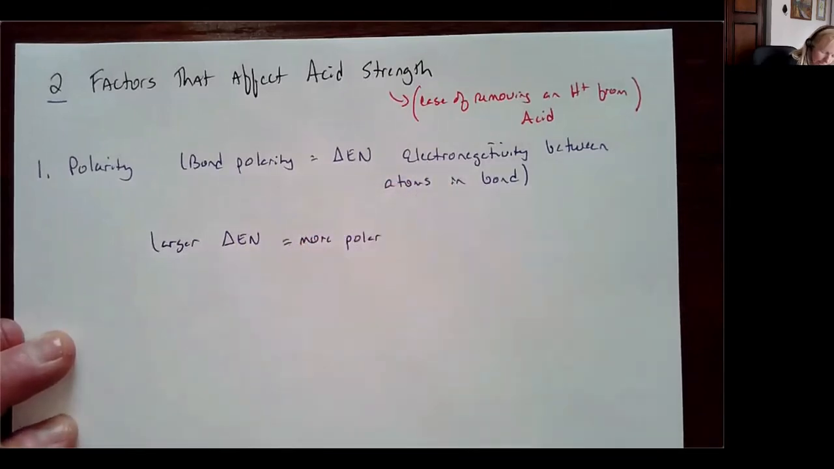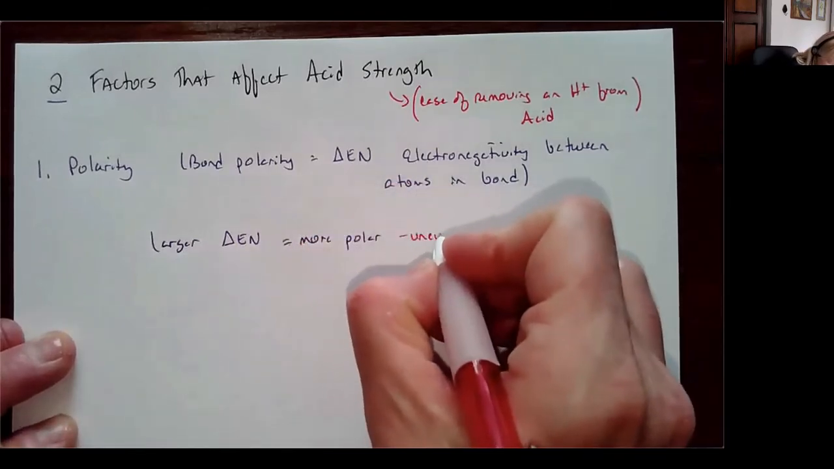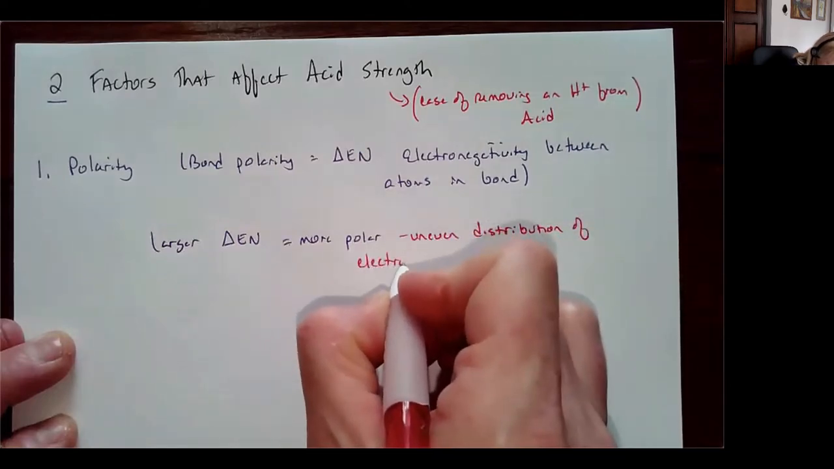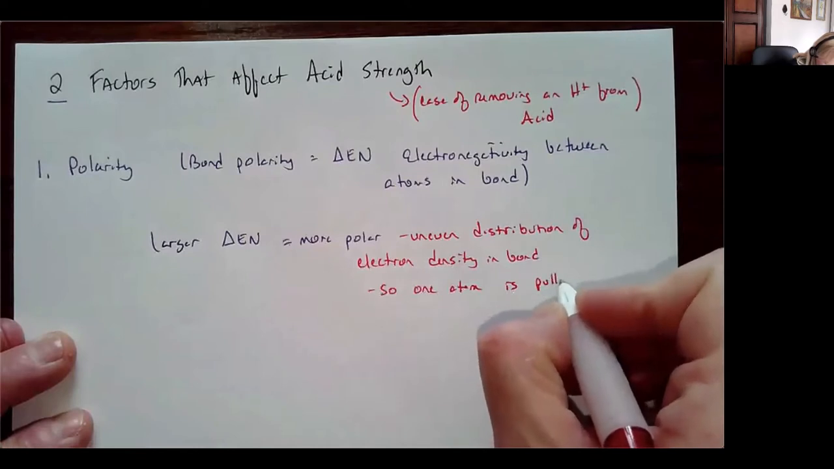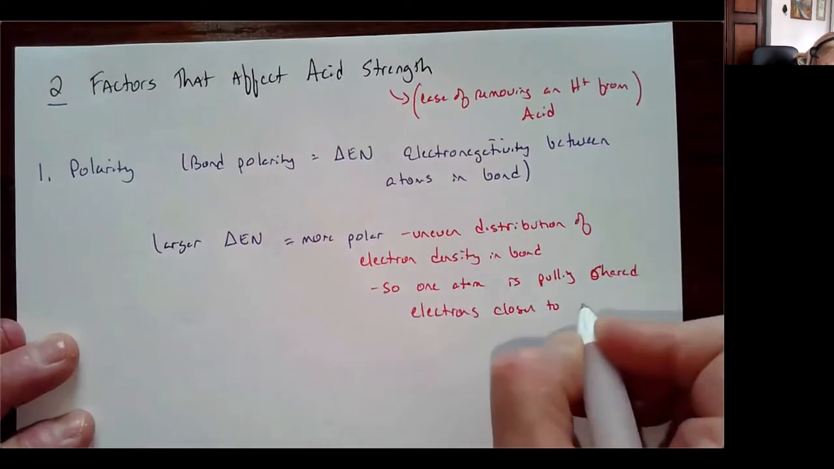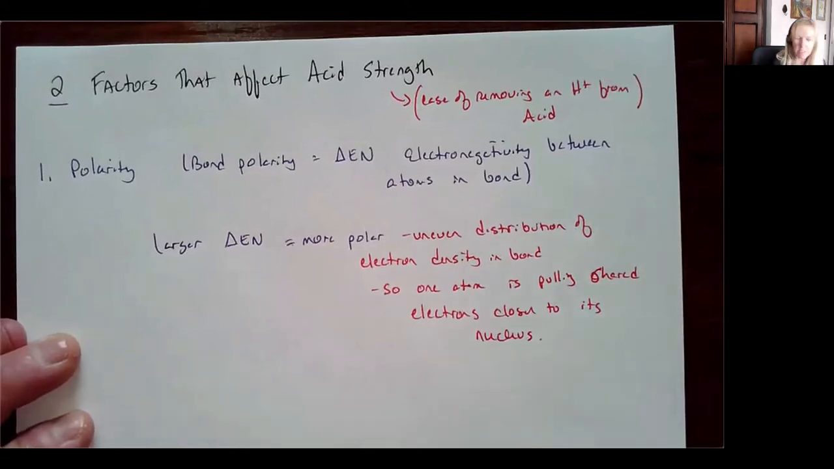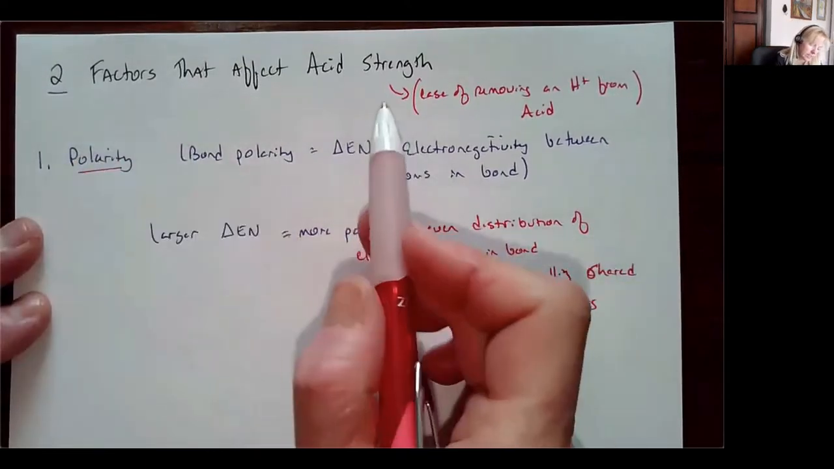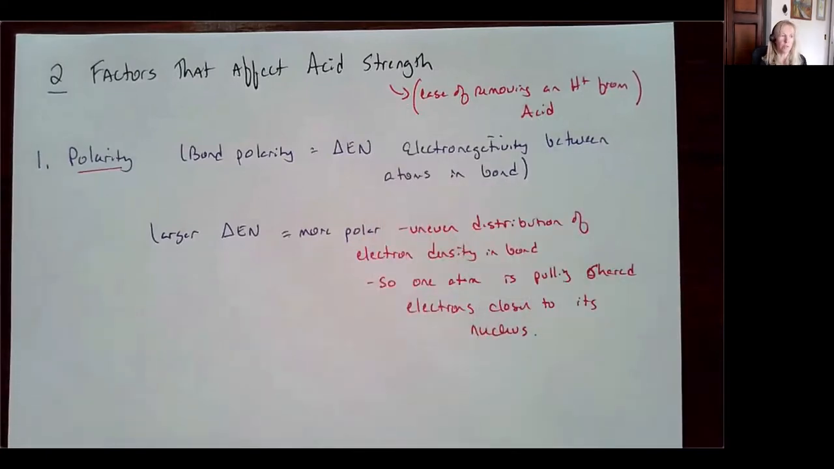And what that means is that there's an uneven distribution of electron density in that bond. So one atom is pulling the shared electrons closer to its nucleus. I have a difference in electronegativity. So polarity is also going to affect acid strength, because if I have a really polar bond, then I'm pulling electron density away from that hydrogen, and it might be easier to remove that hydrogen.